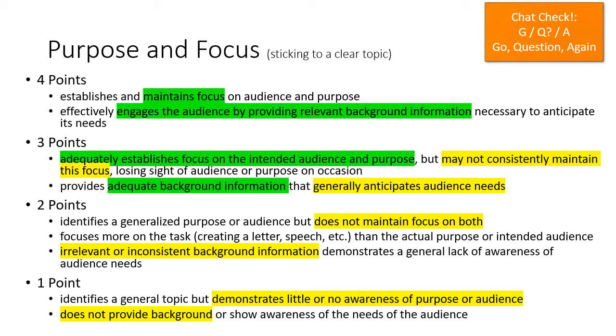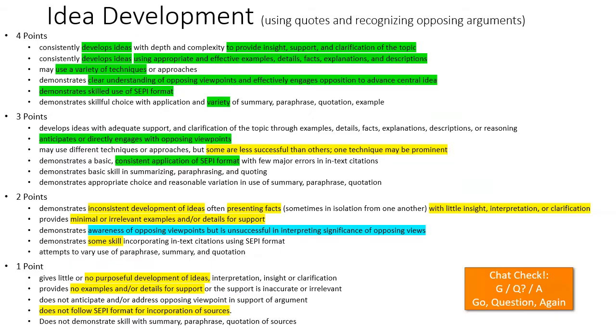So you're going to want to give the audience enough information to agree with you that you are correct. The difference between a 4 and a 3 is that you may not consistently maintain this focus, and you may only generally anticipate audience needs. You're only really going to drop down into a 2 if you're not providing consistent background information or you are demonstrating a lack of awareness of the audience. If you do the outline and if you do a rough draft and get feedback, you should be in a 3 or a 4 for purpose and focus.